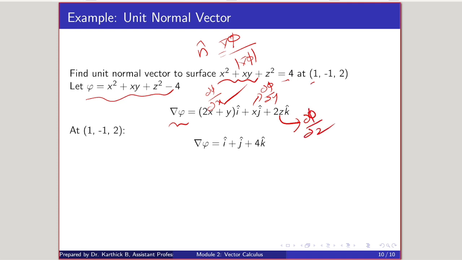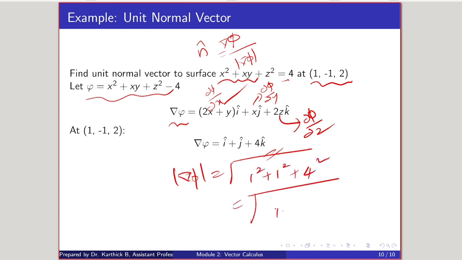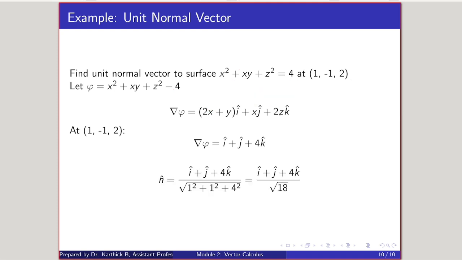And at the particular point (1, -1, 2), I may substitute the x, y, z values. You may get this gradient φ. And then we want to find the modulus of gradient φ. It will be 1 square plus 1 square plus 4 square, so it becomes 1 plus 1 plus 16, so square root of 18. Then we may substitute in this formula: n cap will be gradient φ divided by modulus of gradient φ. After substituting each of the points, you may get this.